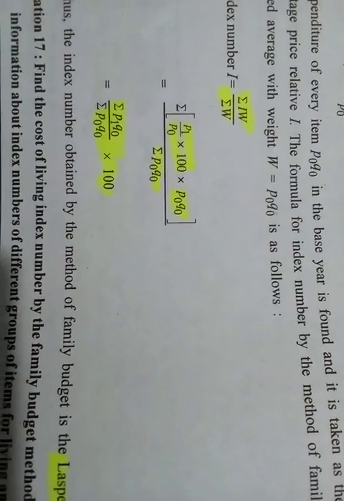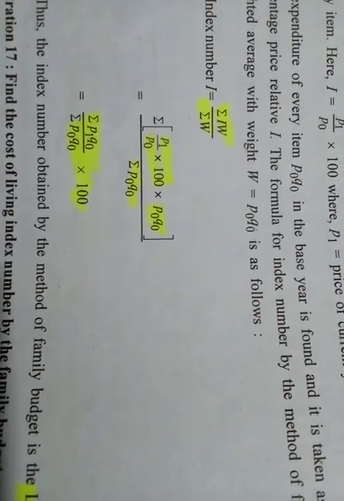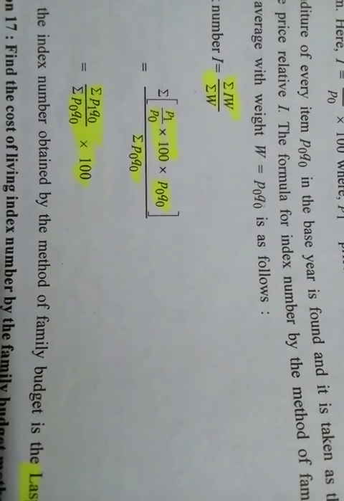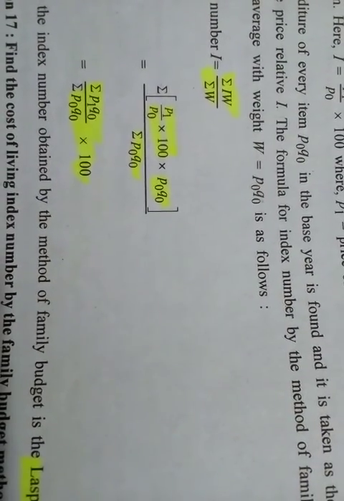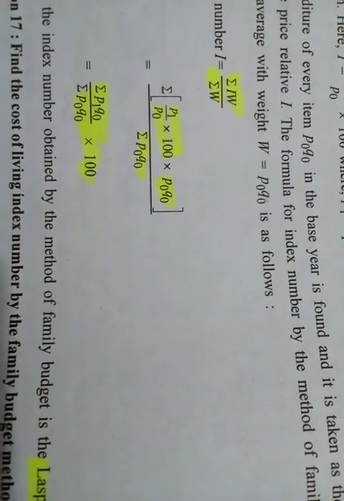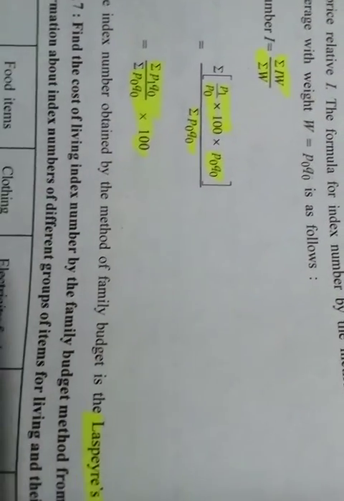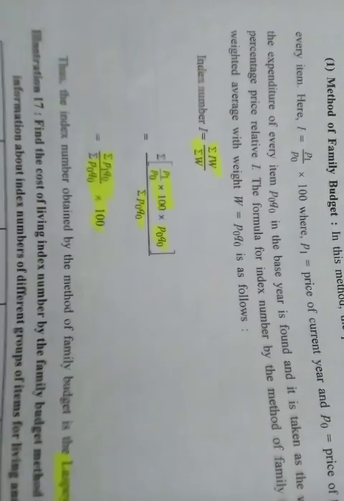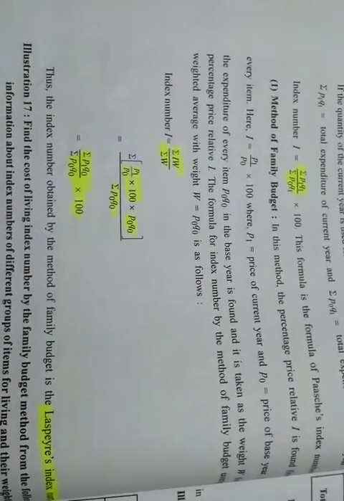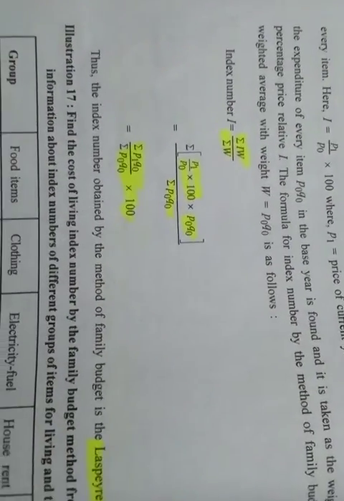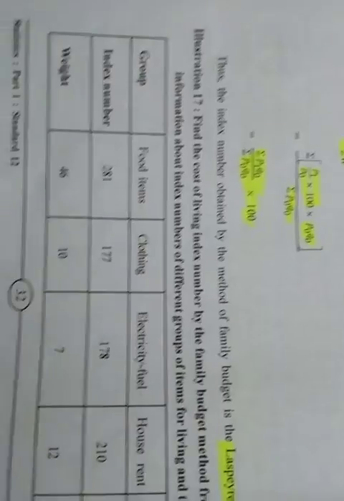When you complete that calculation, we get sigma P1 Q0 upon sigma P0 Q0 into 100, which is the same as Laspeyres' formula. So the index number according to the family budget method is calculated this way. Any of these formulas would be used there.